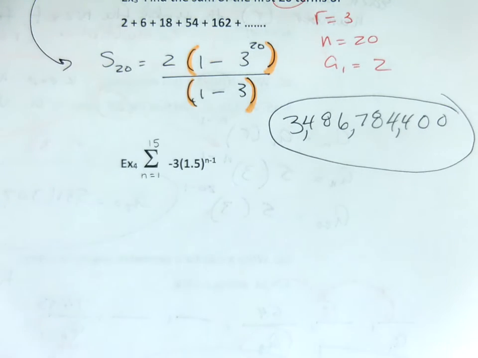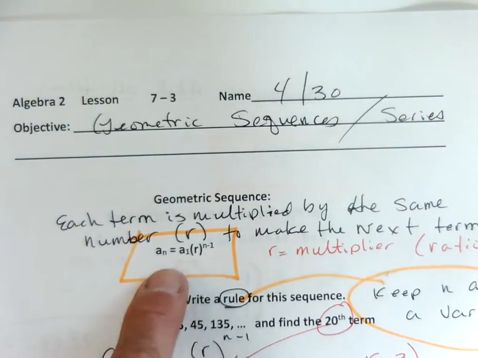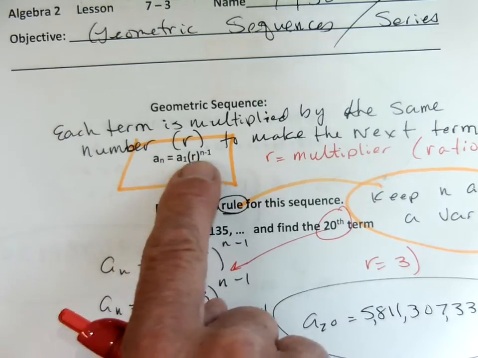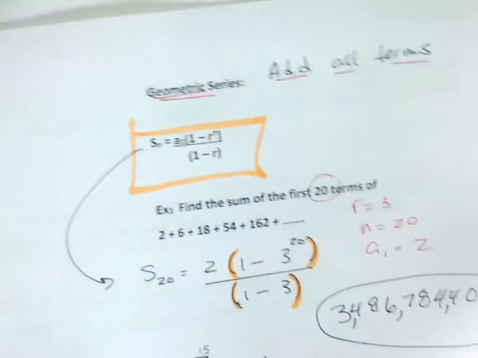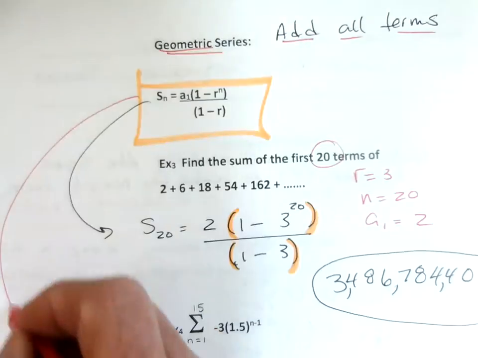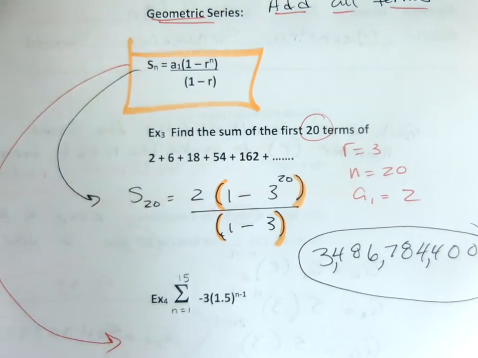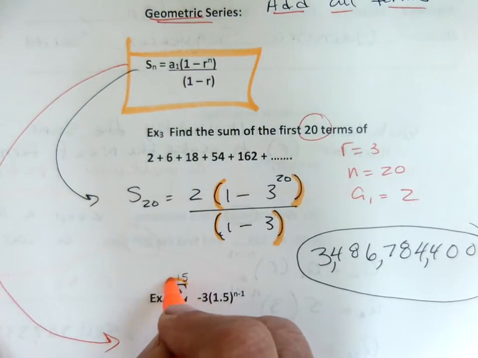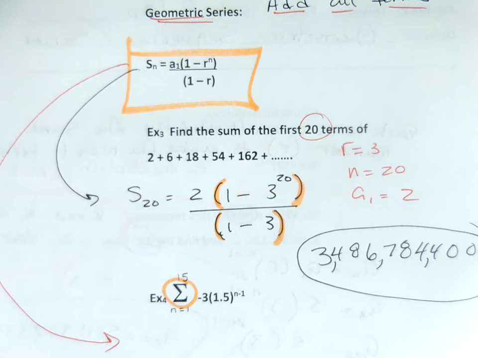Okay, example 4. I know it's geometric because it fits. I know this is geometric because it fits this pattern. See that? I mean, it looks just like that. So I know it's geometric. So it's definitely geometric. So I'm definitely going to use this formula, okay? And I know it's a sum because we've learned this week that this symbol means to add them all up, right? That symbol means sum. So I know I'm adding them up.